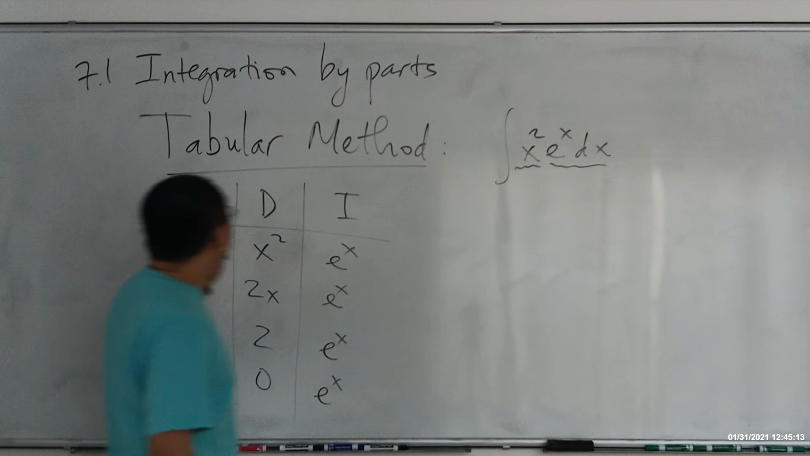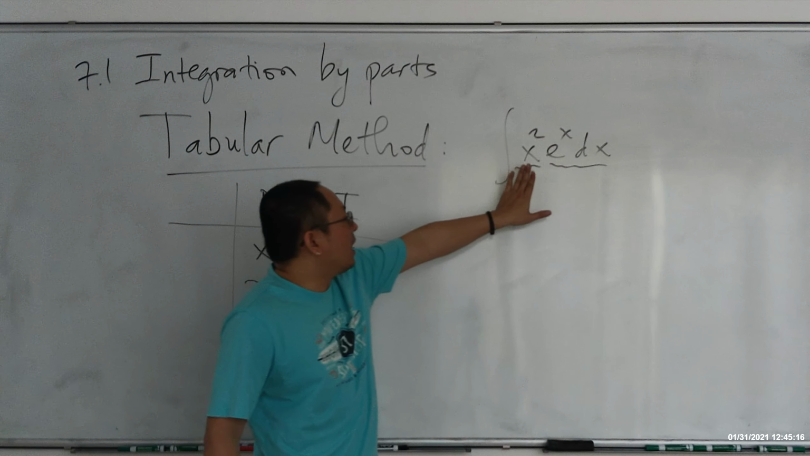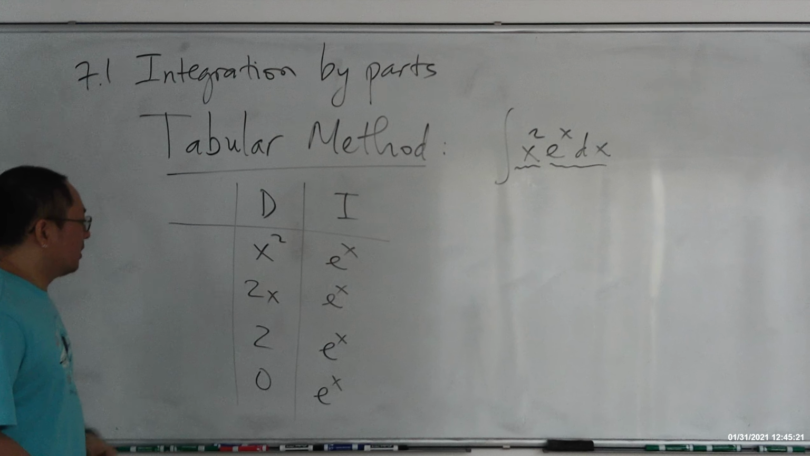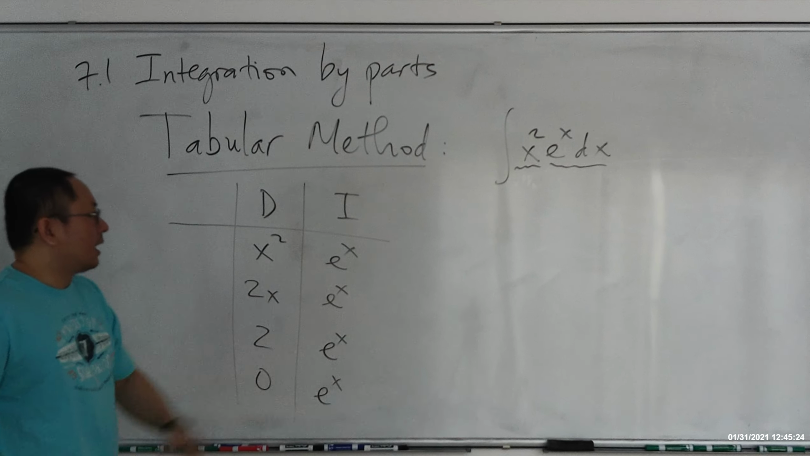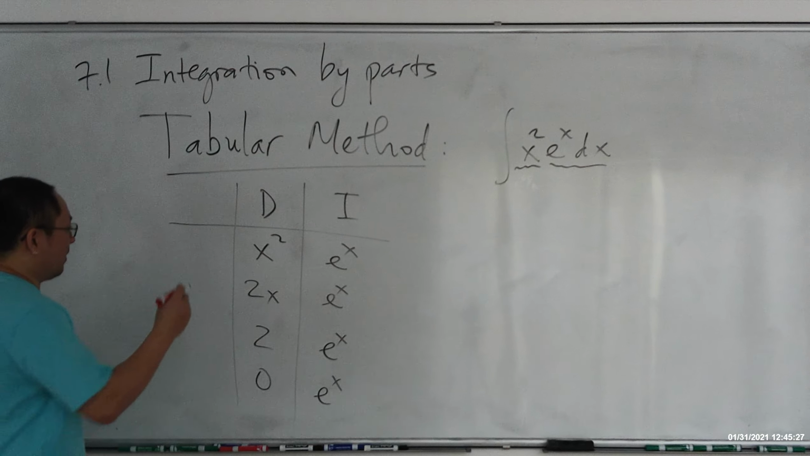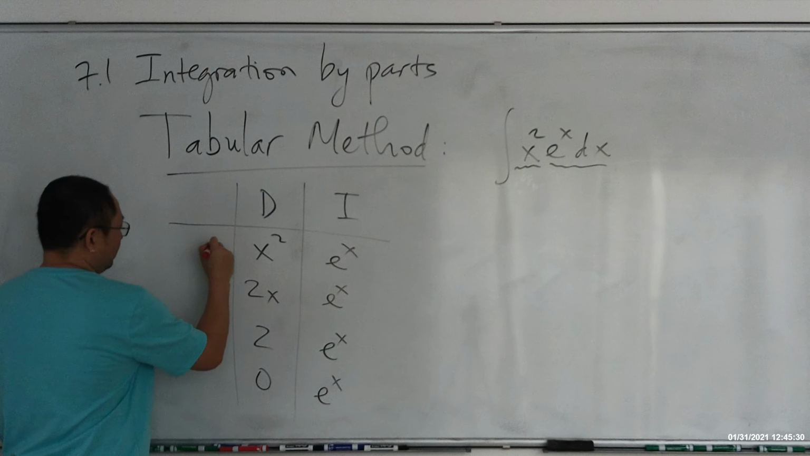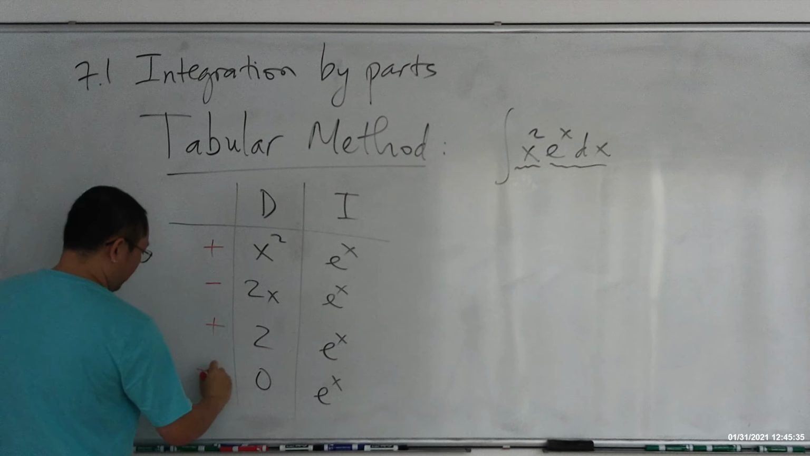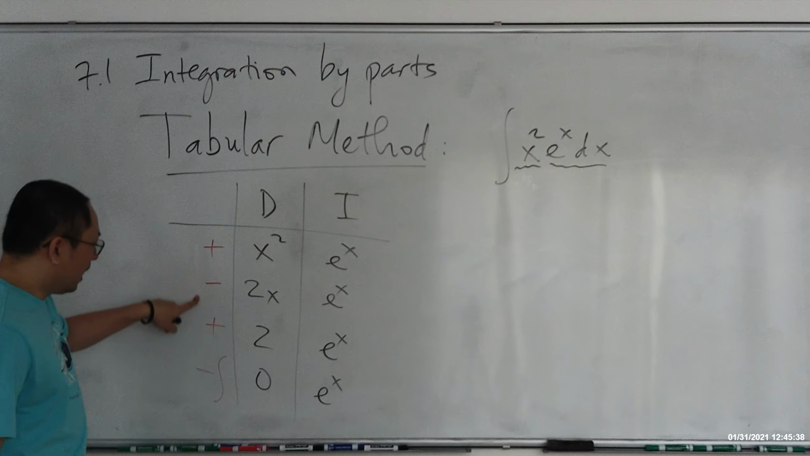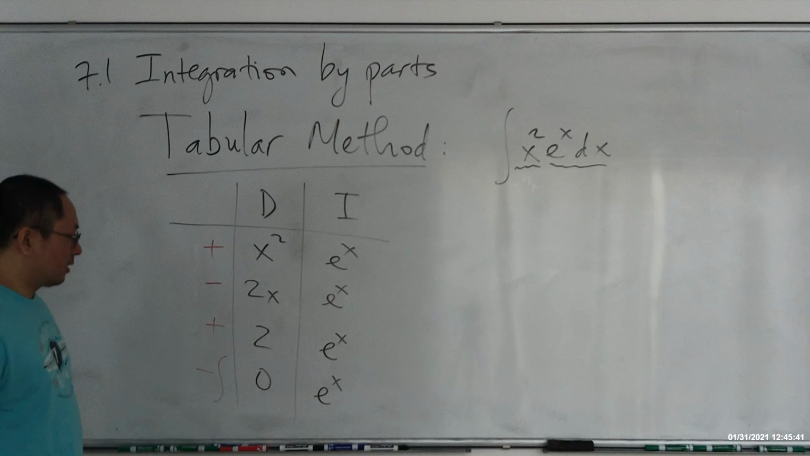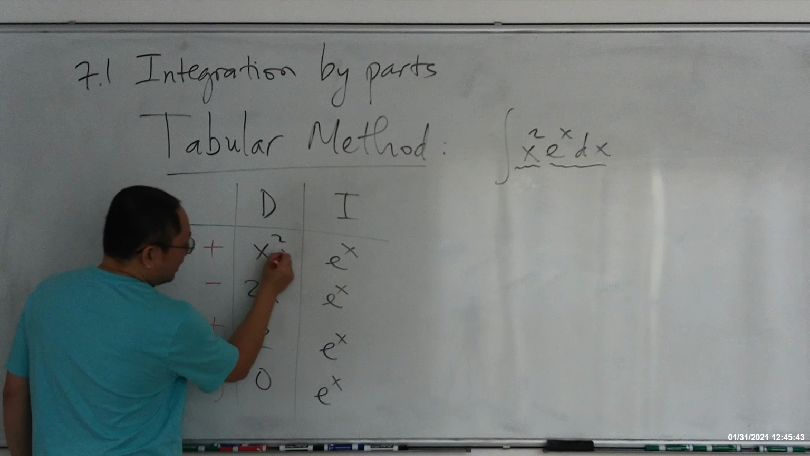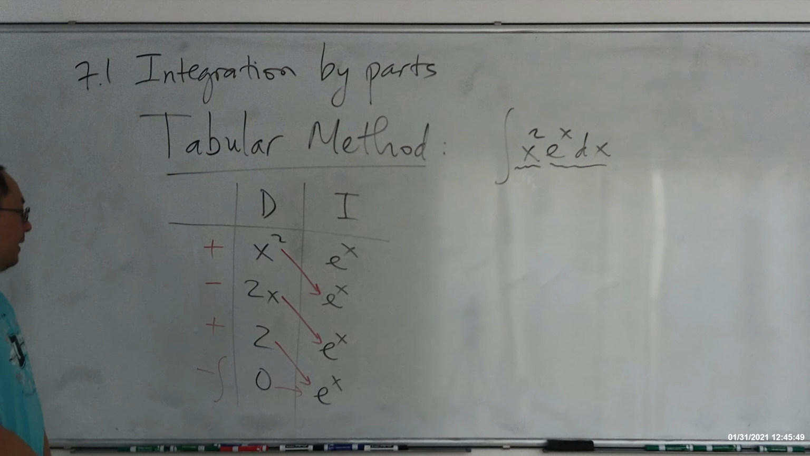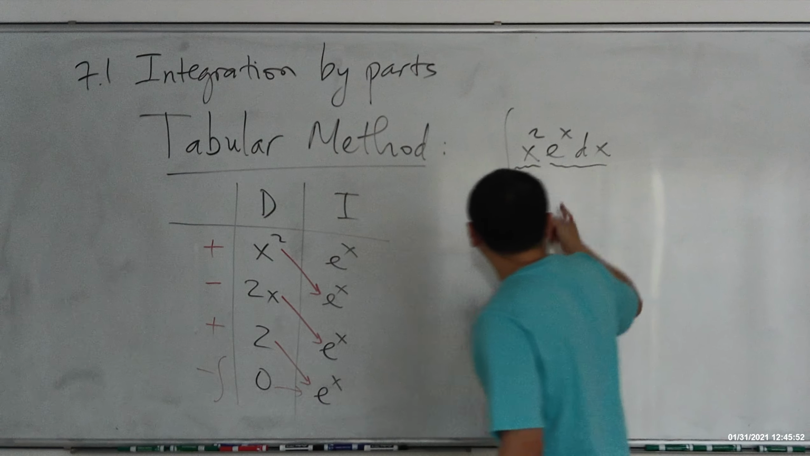So the very first part of the tabular method is what? First, you choose one function to take derivative, and the second one for integral. Keep taking derivative, keep taking integral. Now the signs: the first one is plus, minus, plus, and then minus. We always start with a plus sign and then alternate the sign. Then draw the arrows down, arrow down, and the last one is this way.